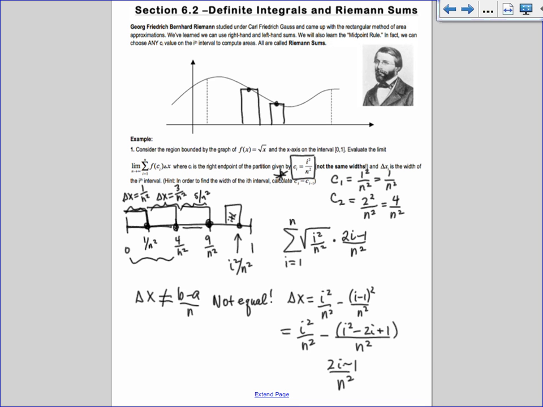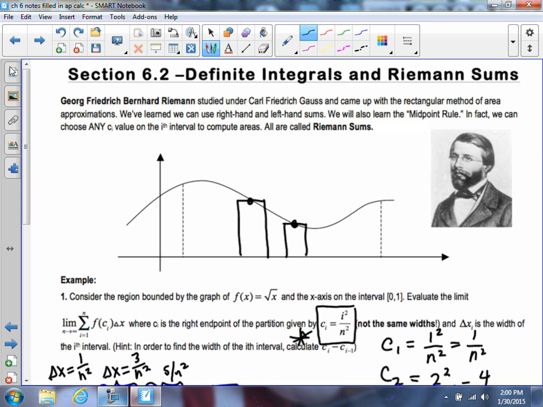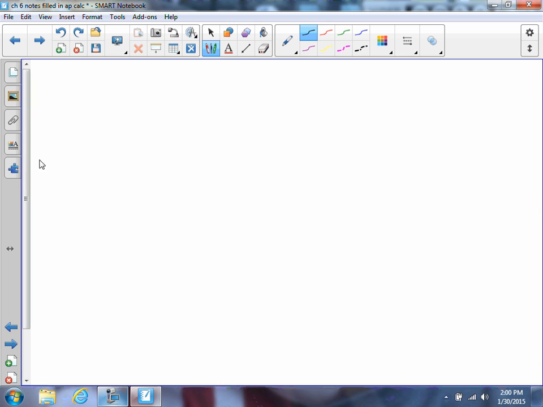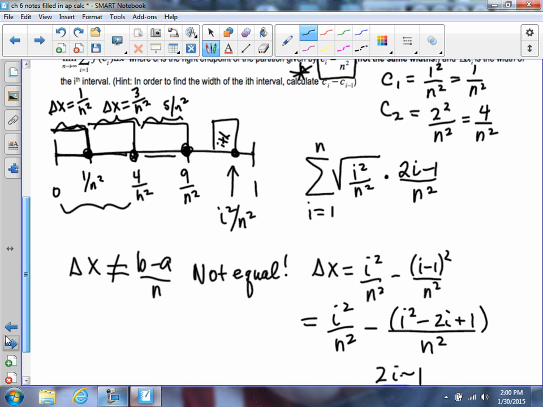All right. Let me insert a new page. Okay, so what did we have? Let me go back to the last one. So the square root of I squared over n squared times 2I minus 1 over n squared.